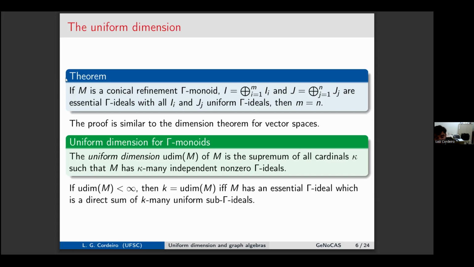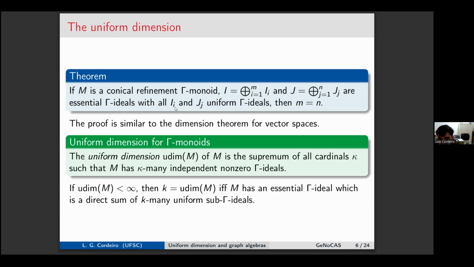Sorry, you do not require that I be equal to J? So no. Okay. No, we can have two essential ideals which are different among themselves, but if they are decomposed into uniform ideals, then the number of terms is the same. In this setting, if we intersect the terms of I and J, we can probably find a smaller essential ideal, but they may be non-comparable in general.